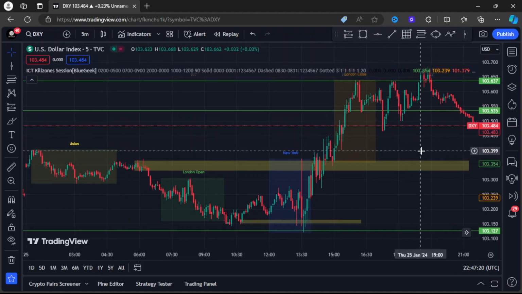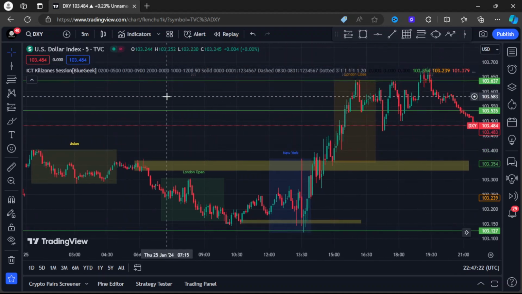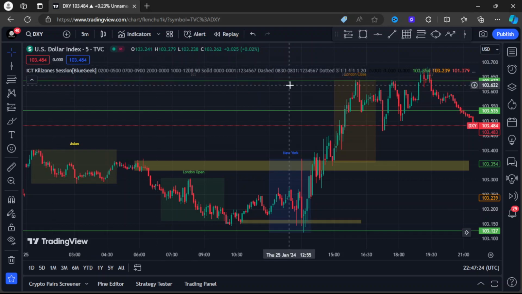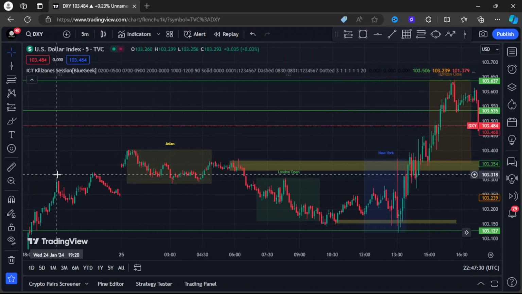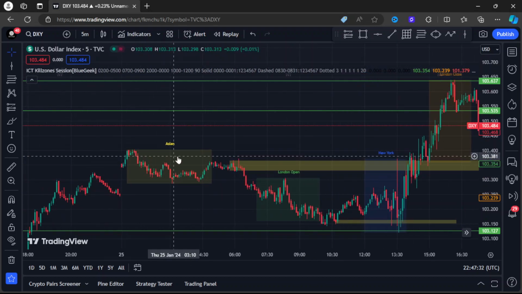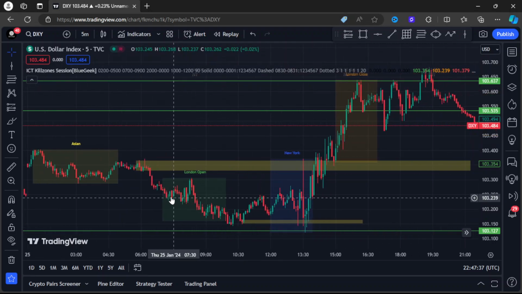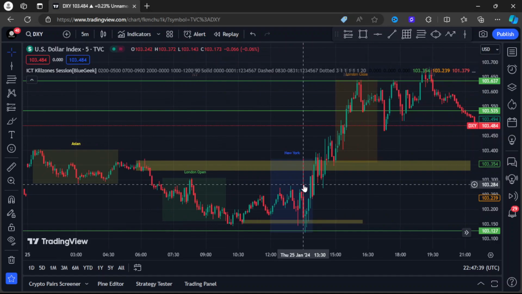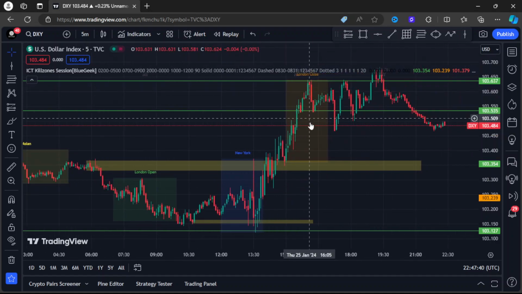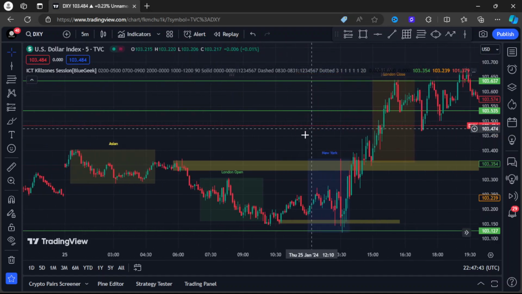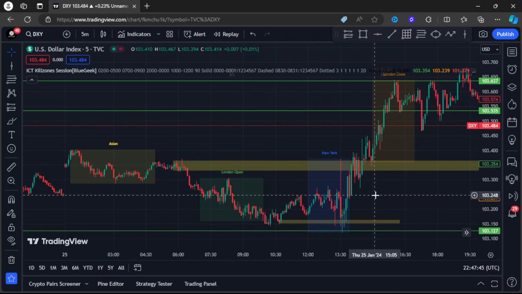When the ICT Killzone session indicator is turned on, you're going to see these blue lines, which indicate the Asian session, then the London open session, the New York session, as well as the London close session. You're going to see it with the label on top here.